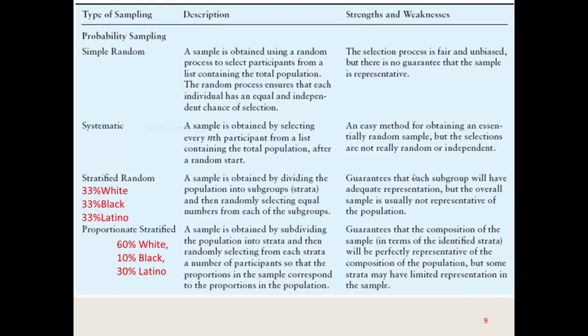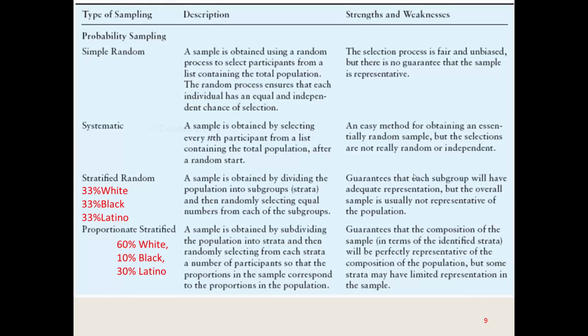This table, which is from the textbook, shows 5 types of probability sampling. The first one is simple random. Simple random is when you have a list of all individuals in the population and then you randomly select a portion of it, like 100 individuals from that, and it's absolutely random and everybody has an equal chance to be selected to participate in the research.